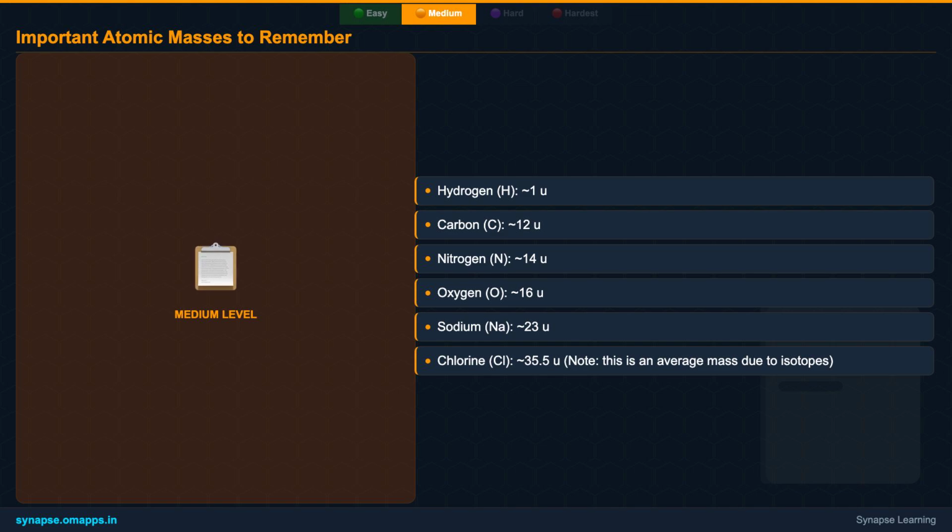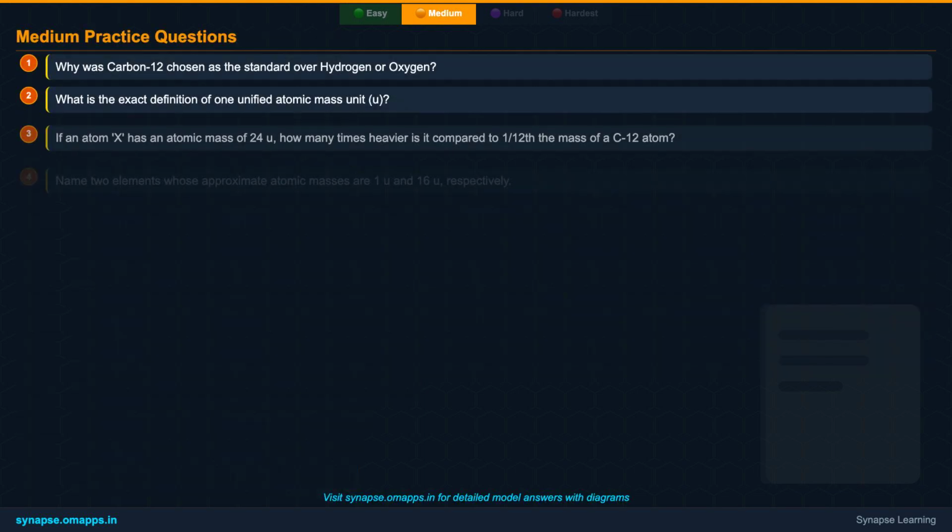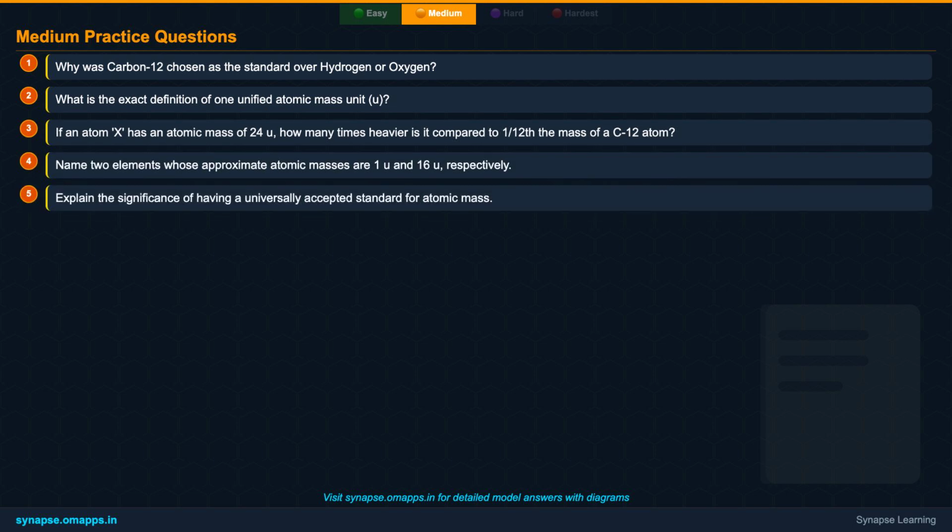Note that for elements like chlorine, this isn't a whole number because it represents an average of its naturally occurring isotopes, a concept we'll delve into further in higher levels. These values are essential for understanding chemical formulas and reactions. Time for some medium-level questions to deepen your understanding.